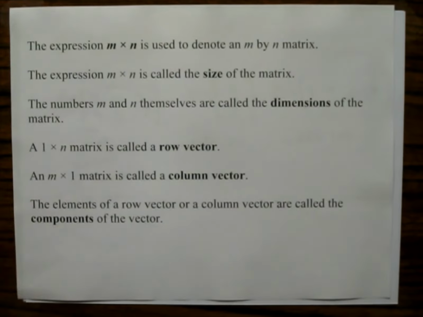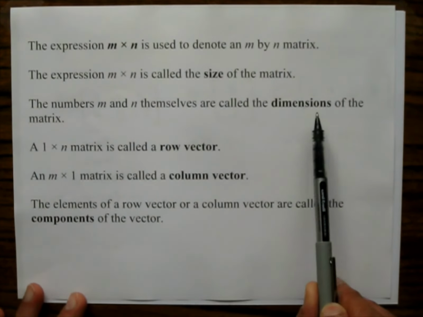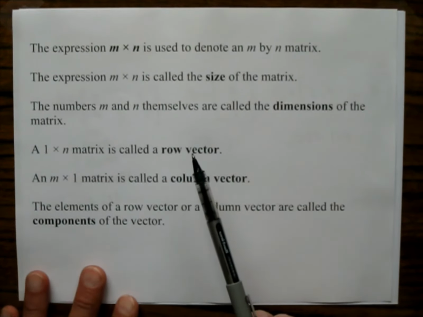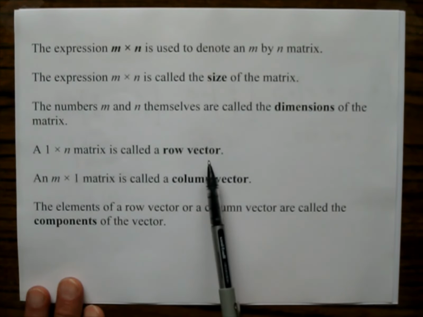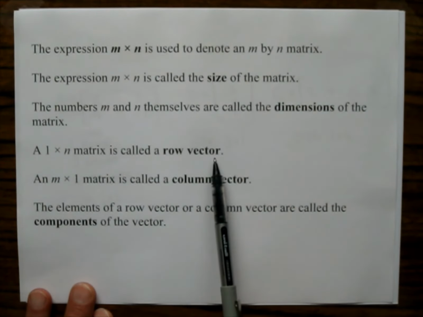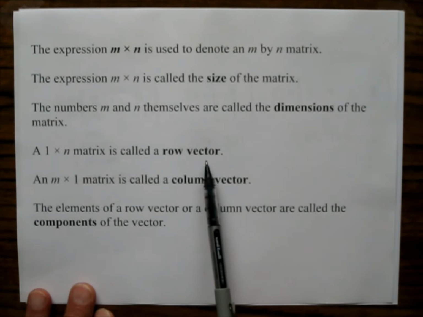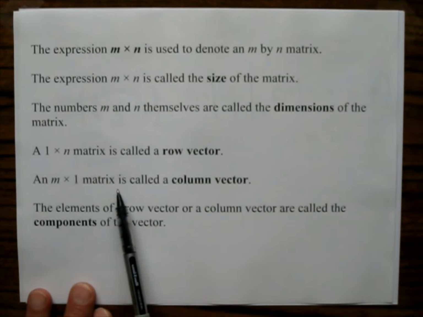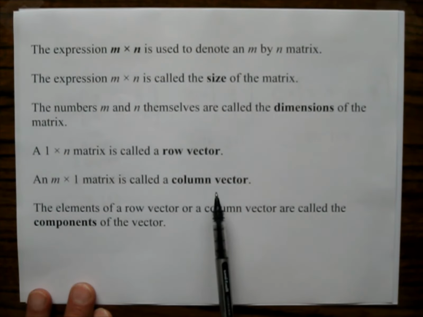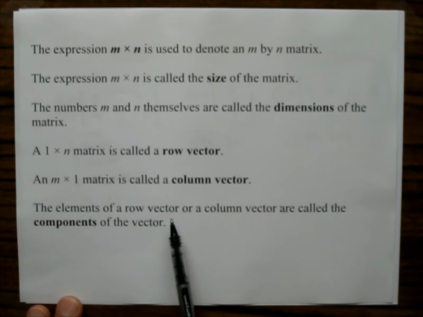We continue now. We already covered dimensions, those numbers, the rows and the columns. A 1 by n matrix is called a row vector. So we have this word vector, and we'll see this a lot. You may have seen this in other classes. An m by 1 matrix is called a column vector. The elements of a row vector or a column vector are called the components of the vector. Okay, so we have these special kinds of matrices called row vectors and column vectors.